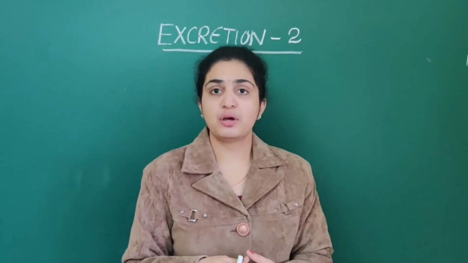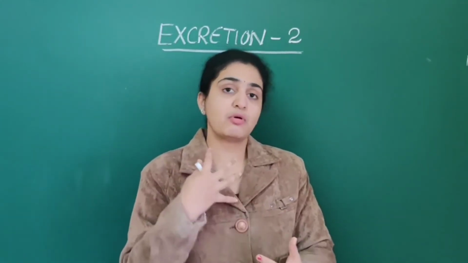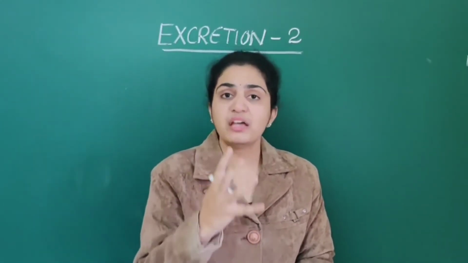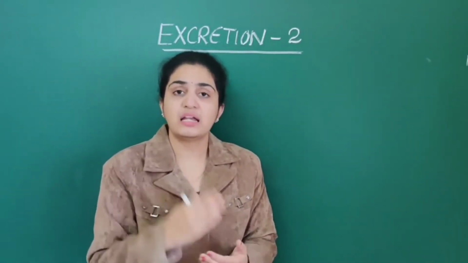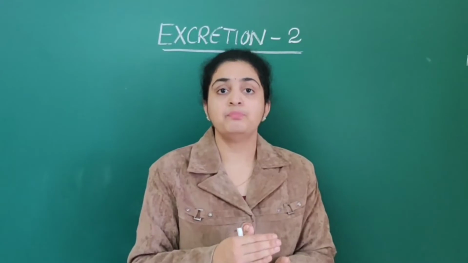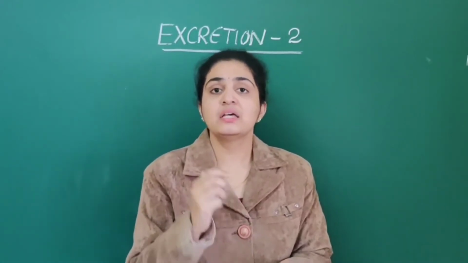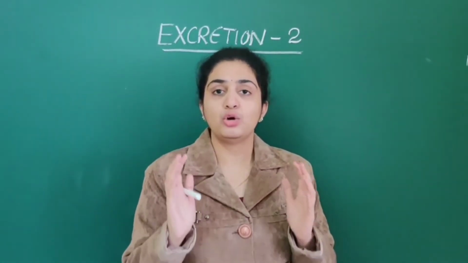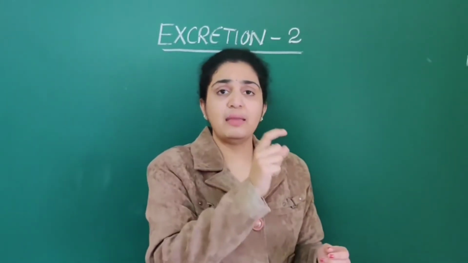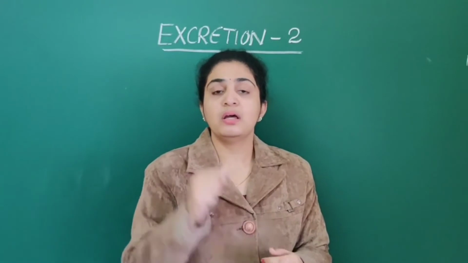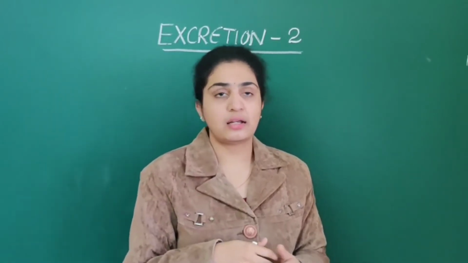Next we also discussed about vasa recta. From the efferent arteriole, there arises a structure that is called vasa recta. Vasa recta means the vessel from the efferent arteriole which lies parallel to the Henle's loop. That is called vasa recta.